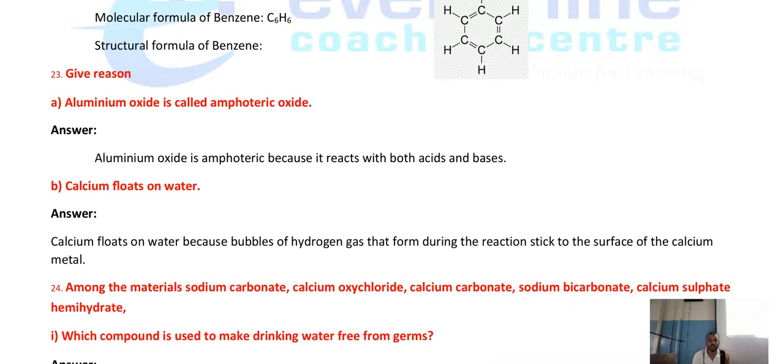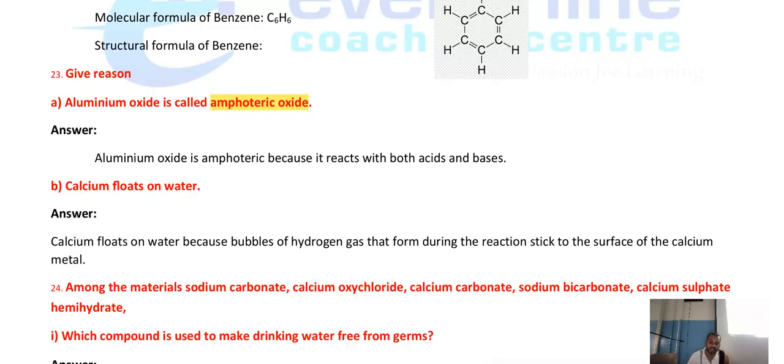Give reason. Aluminum oxide is called an amphoteric oxide. देखो बेटा. Here also I'll give you a logic. Amphoteric का तो क्या बेटा? Amphibians. See, amphibians का word जरा match हो रहा. What do you mean by amphibians? The animals which live in land and water are known as amphibians.